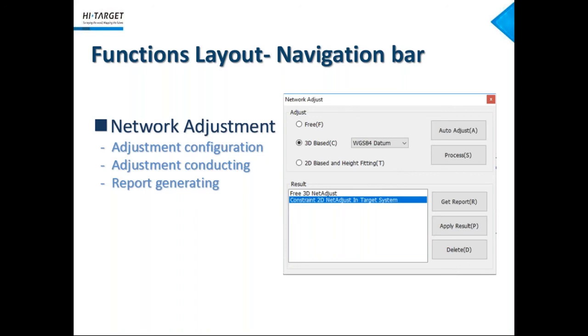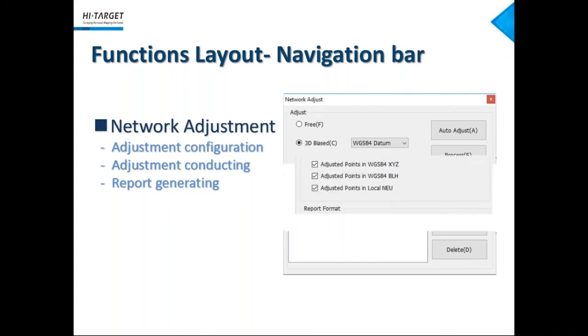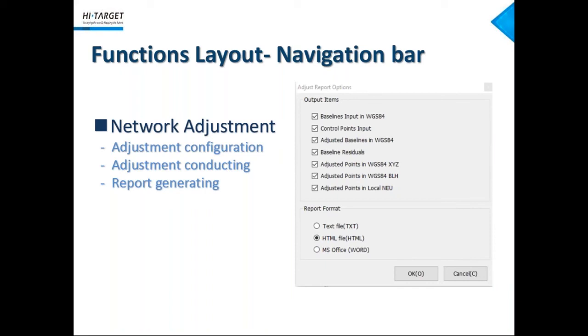The last option here is 2D biased and height fitting. In this method, the adjustment is only for plane coordinates, easting and northing. The elevation will be generated via simulation in a mathematical way, more like interpolation of the original geoid model. Yeah, the report generation function is also available here.